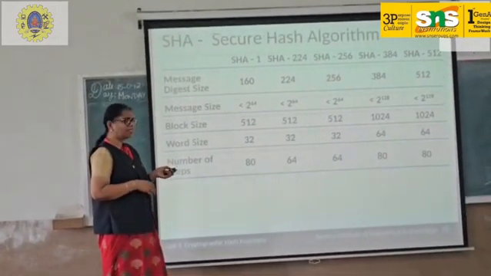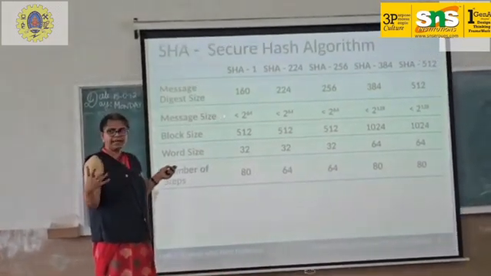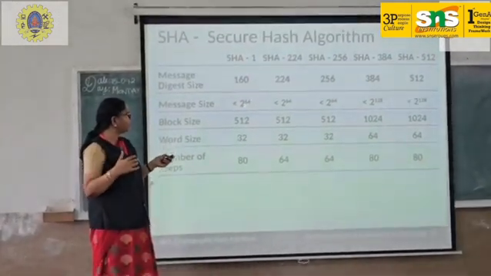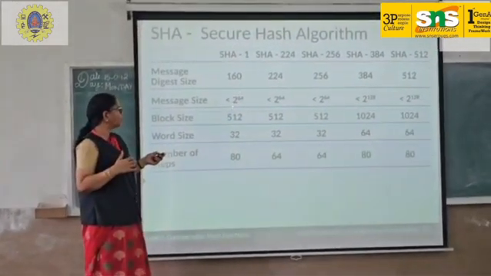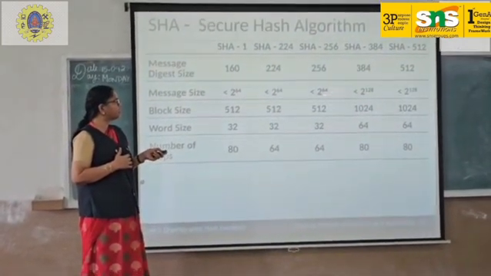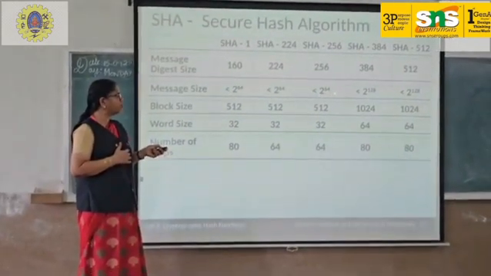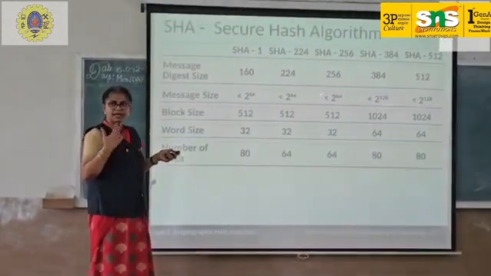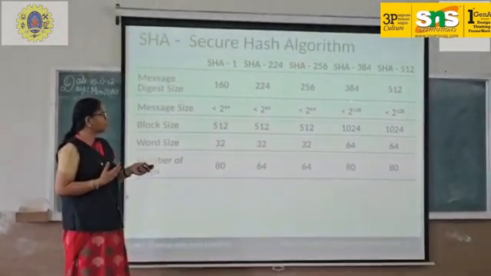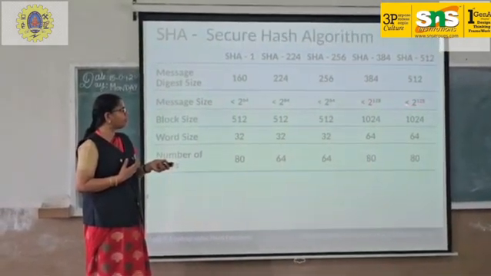What is the message size? Here the message is our input, the plain text. The message size in SHA-1, the first algorithm, is less than 2 to the power of 64. In the case of SHA-256, it is also less than 2 to the power of 64. For messages of this much length, we have to use SHA-256. This is for SHA-384, and this is for SHA-512.